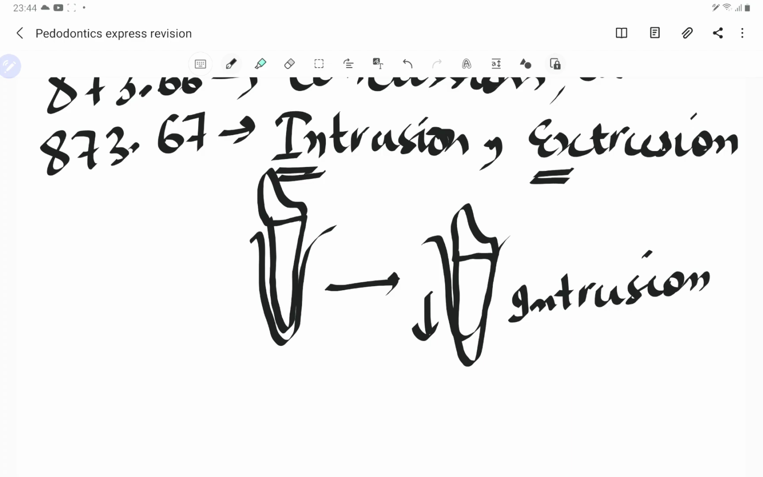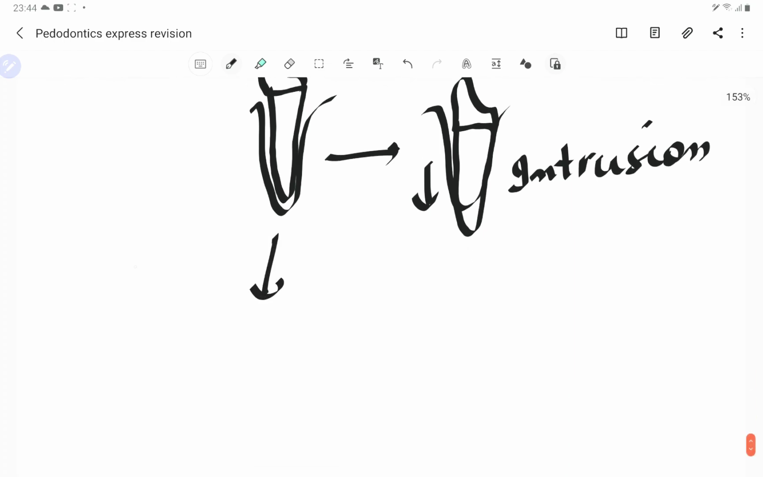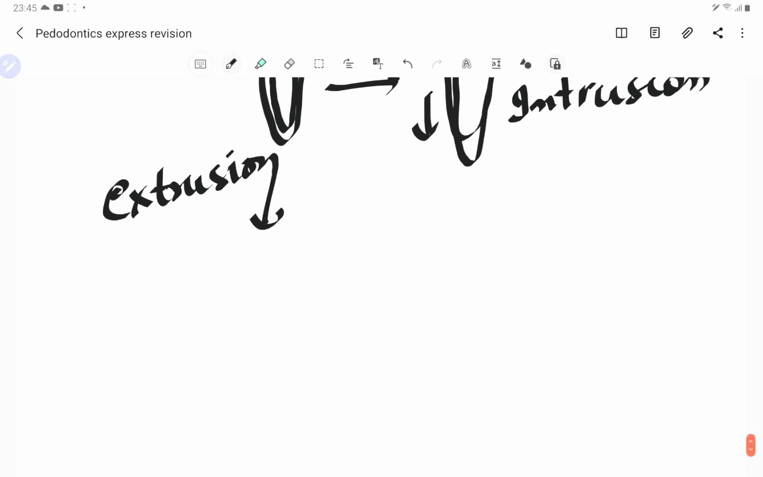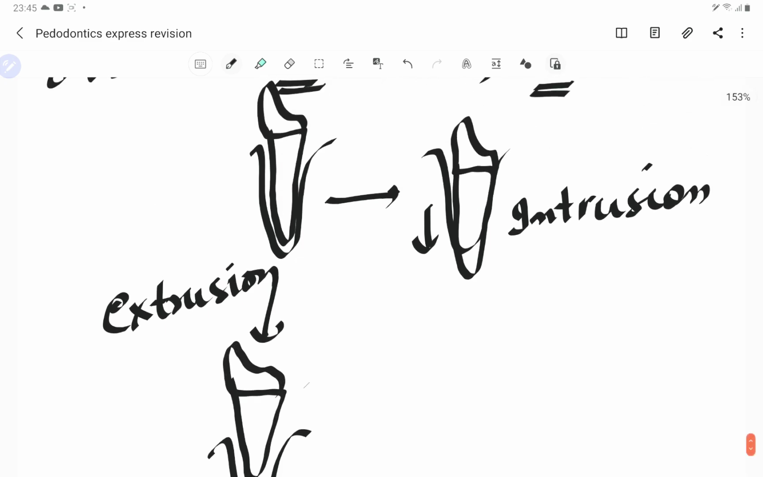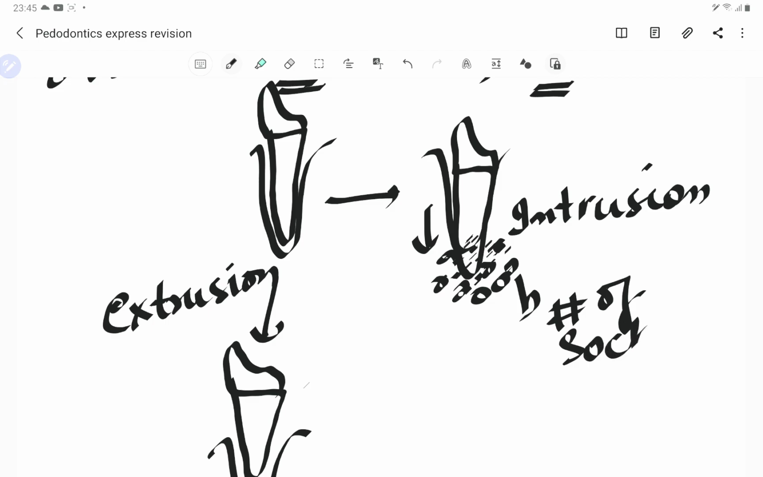But in case of extrusion, what do you see? After the extrusion injury, the tooth is displaced out of the socket. Say this was the socket, the tooth is displaced out of the socket. So usually in intrusion, what do you see? There is a fracture of the alveolar bone at the apex. So there is fracture of the bone, fracture of the socket. This is what you see in case of intrusion.